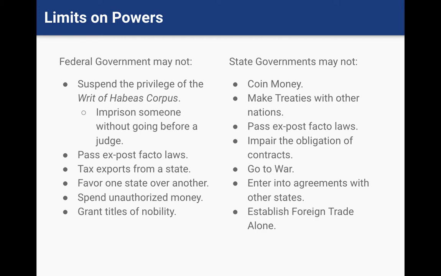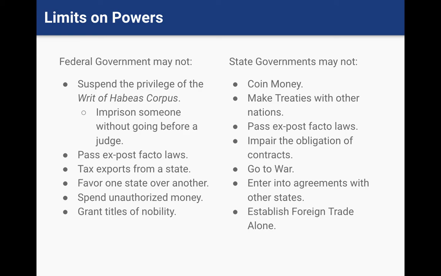They can't pass ex post facto laws. These are laws that are after the fact. So let's say one thing was legal one day and then the next day it was made illegal. If you did it the day before it became illegal, you cannot be prosecuted for doing something that was legal at the time. That's what ex post facto laws are.